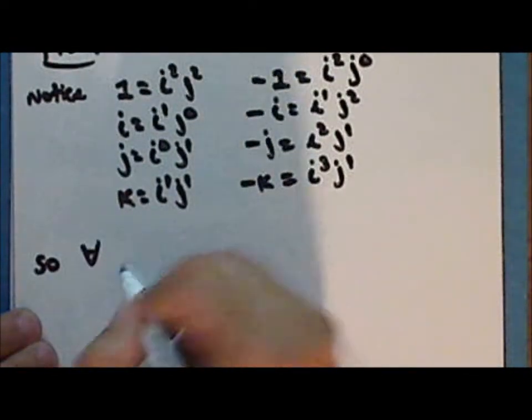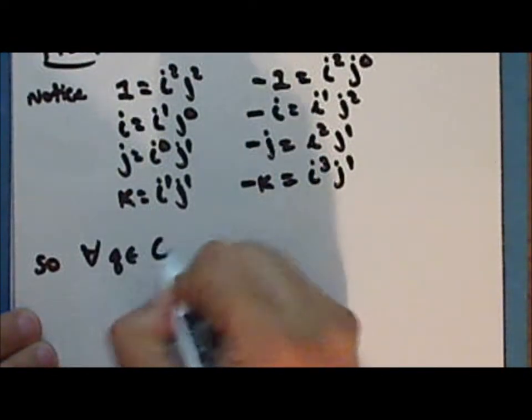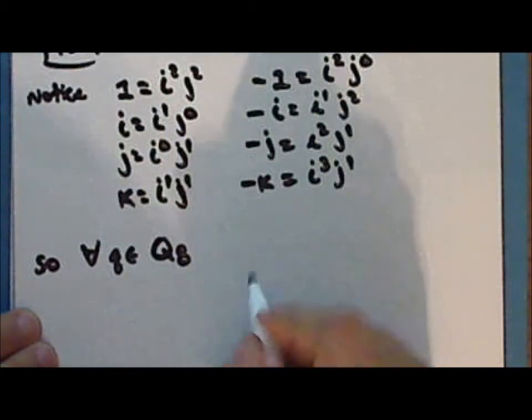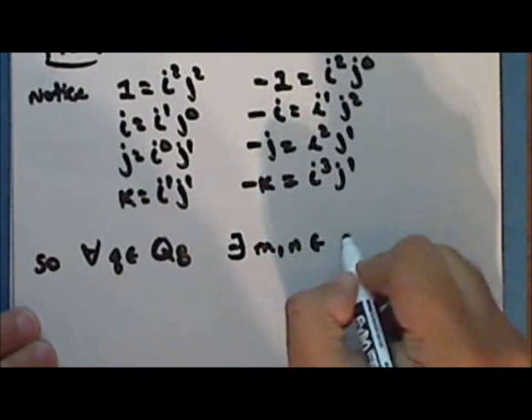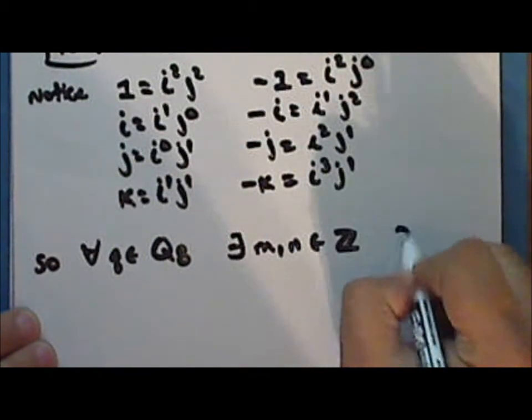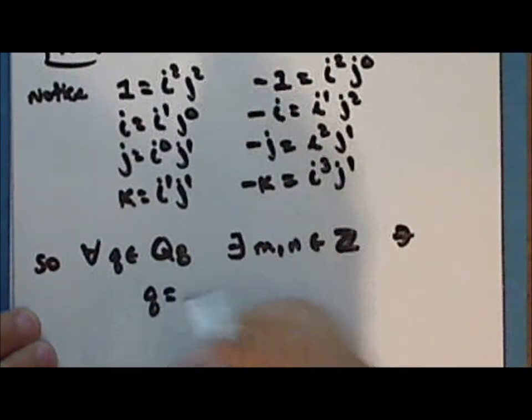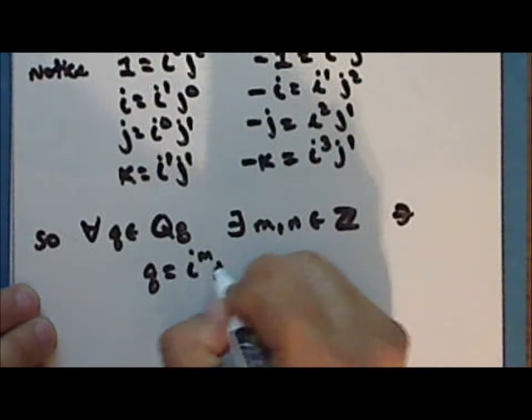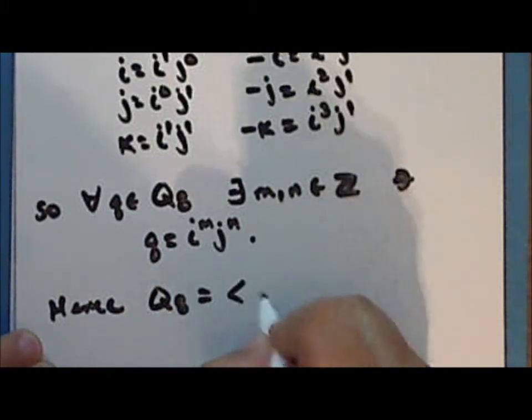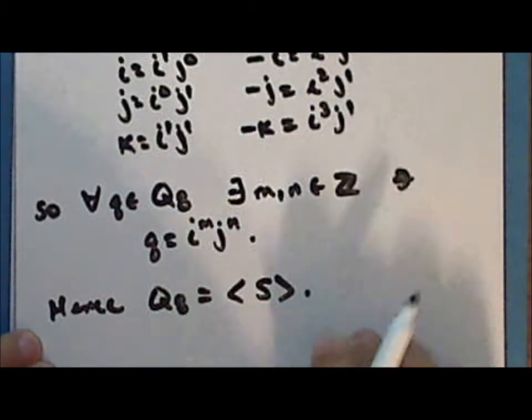So for every element Q in the group of quaternion units, there exist integers m and n such that that element is the product I to the power of m times J to the power of n, and hence the group of quaternion units is generated by the set S, consisting of the elements I and J.